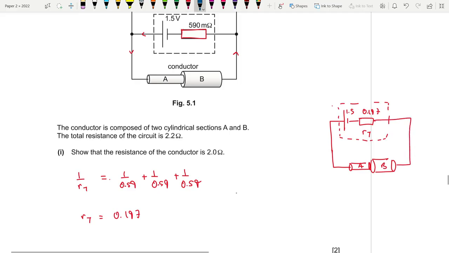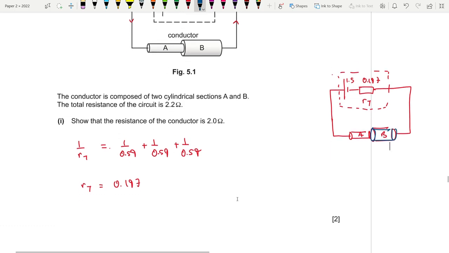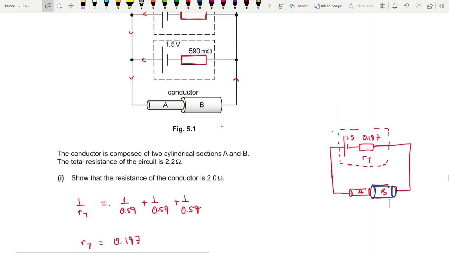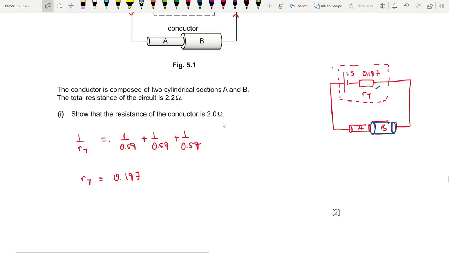Okay, it's something like this. Fine. Now what do we need to find out? Show that the resistance of this conductor is 2. Now these internal resistors as a whole, they are in series with the conductor AB, the one with two cylindrical sections. So they're in series, right?